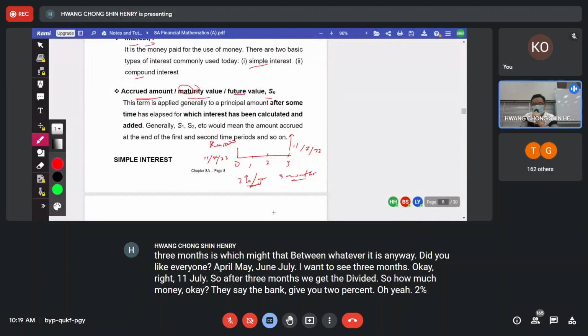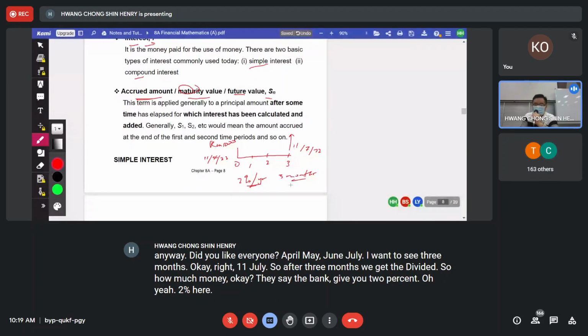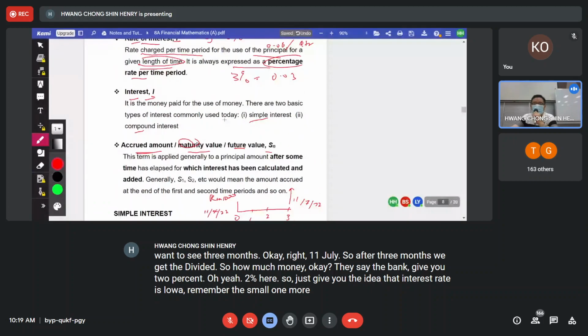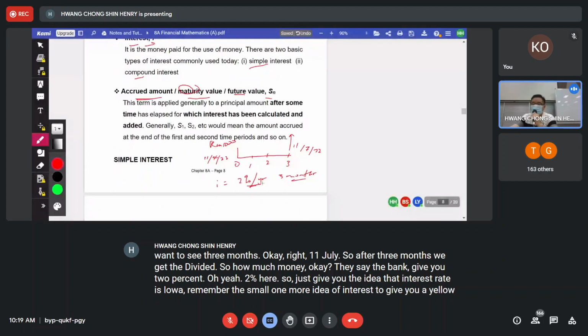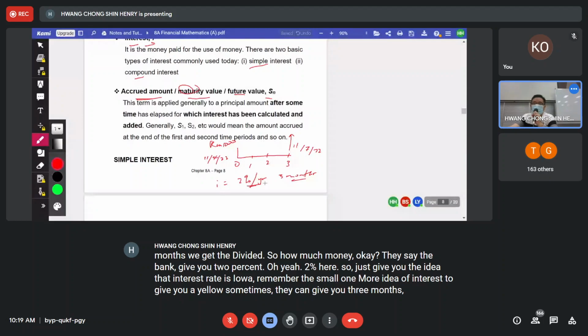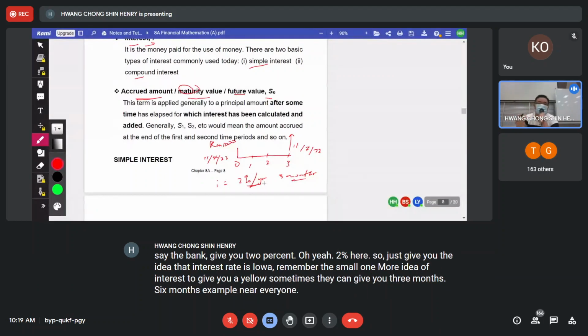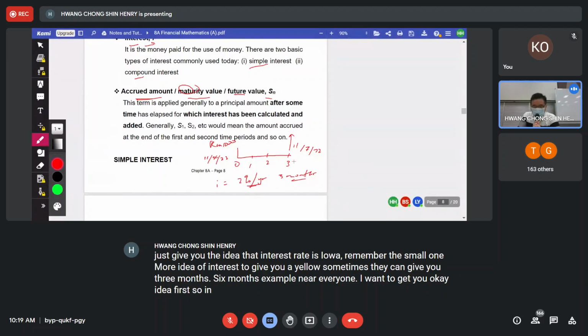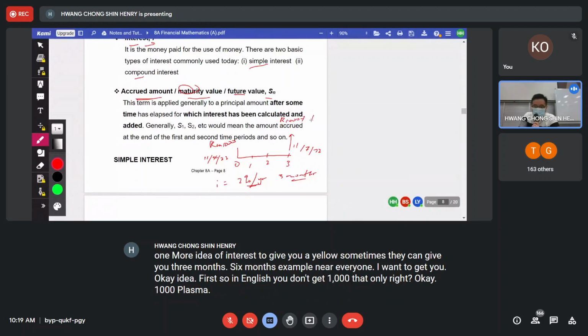2% per year. Of course, we are going to calculate all this later, so I'll just give you the idea. The interest rate is your small i, the rate of interest they give you per year. Sometimes they can give you per 3 months, 6 months. Example only, everyone, I want you to get an idea first. So when you reach 3 months, July, you don't get the 1,000 back only, right? What do you get? You get the 1,000 plus the dividend.